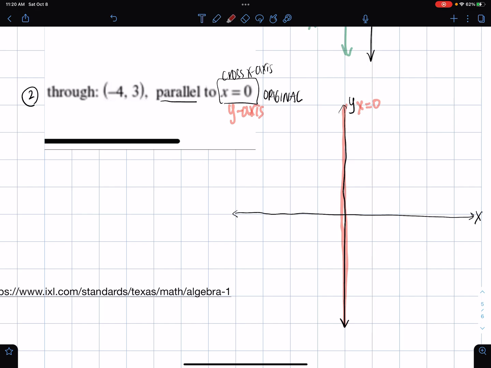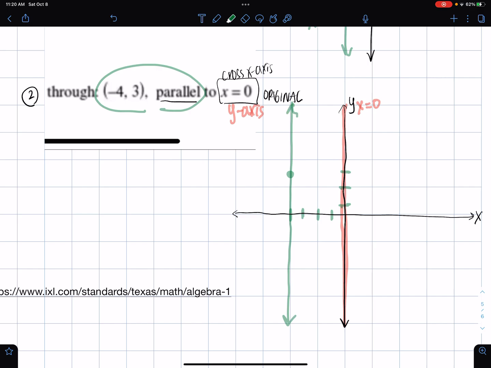Now, our parallel line has to go through point -4, 3. -1, -2, -3, -4, 1, 2, 3. So if it's parallel and it goes through that point, this is what it looks like.